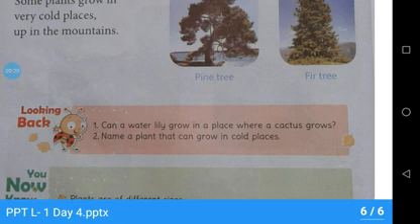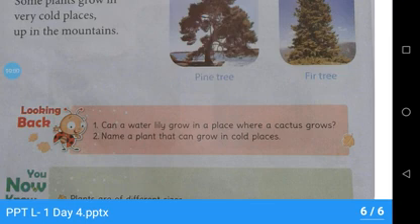First one is, can a water lily grow in a place where a cactus grows? No. As you know, all of you know it. I have discussed it in the videos. All of you know that cactus plants grow in hot area where there is very little water. And the water lily plant needs lots of water to grow. So water lily cannot grow in the hot area.